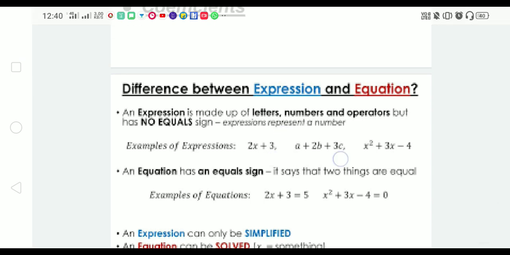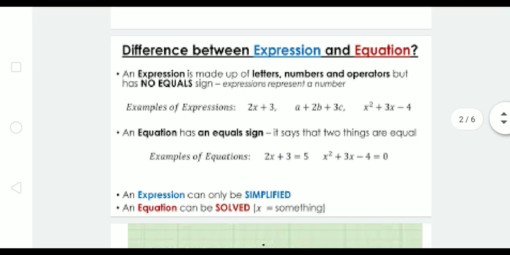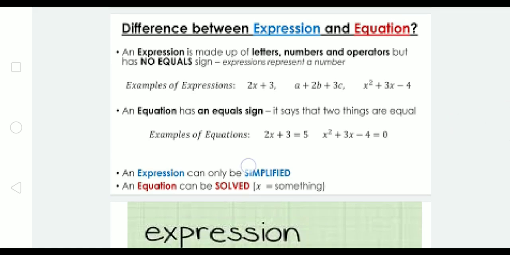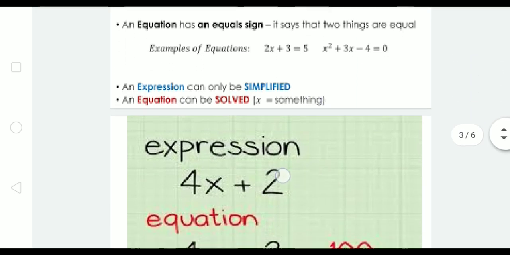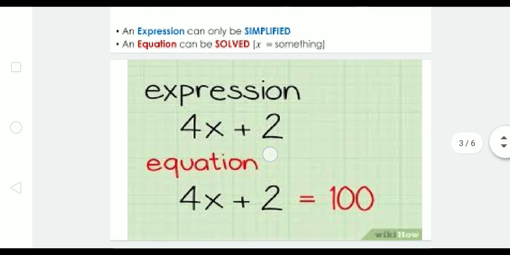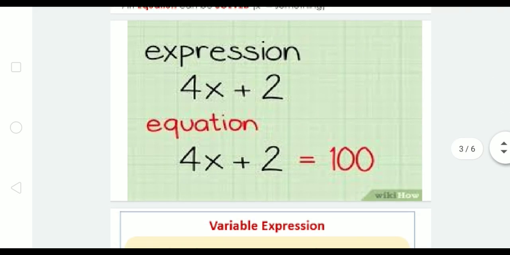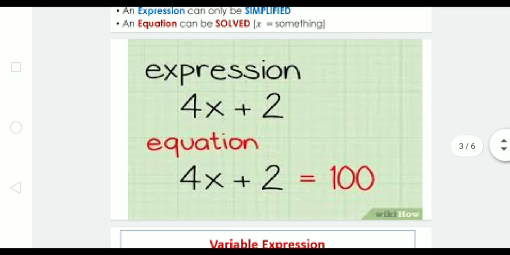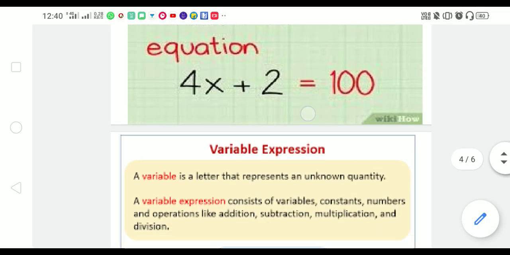These are the examples. And the equation has a right hand side and a left hand side, which means it should have the equals to sign. That is called an equation. These are the examples of expression and equation, you can see.